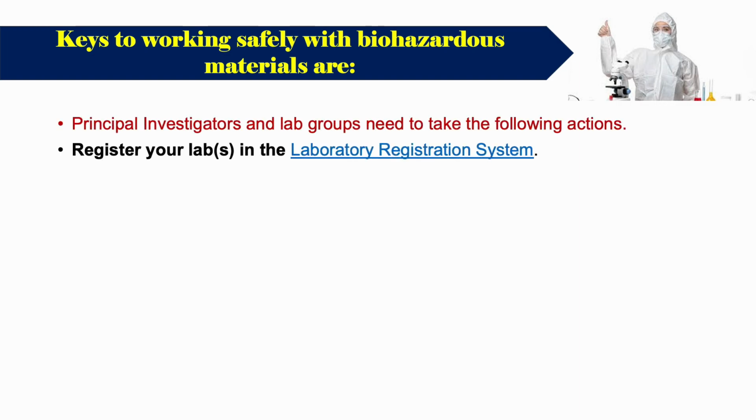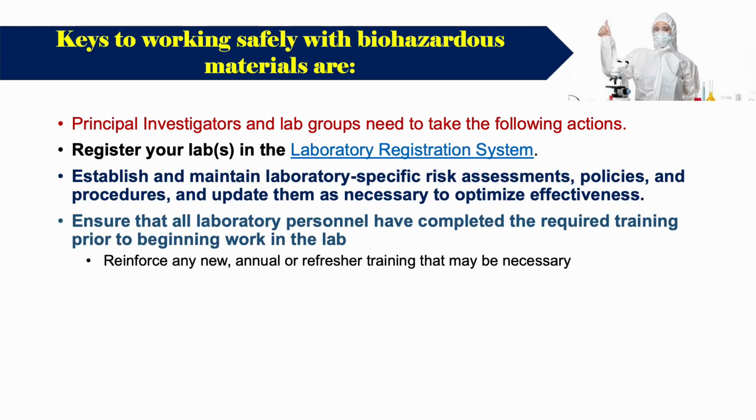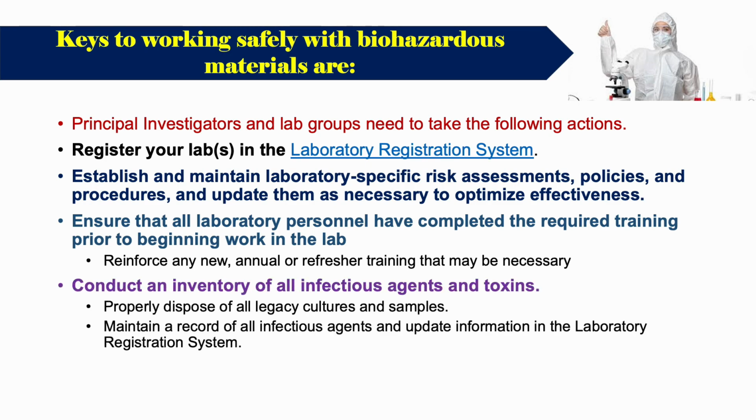Besides that, the principal investigators and the lab group need to take the following actions. Number 1, register your lab in the laboratory registration system. Establish and maintain laboratory specific risk assessment policies and procedures and update them as necessary to optimize effectiveness. Followed by ensuring that all laboratory personnel have completed the required training prior to beginning work in the laboratory. Reinforce any new annual or refresher training that may be necessary.